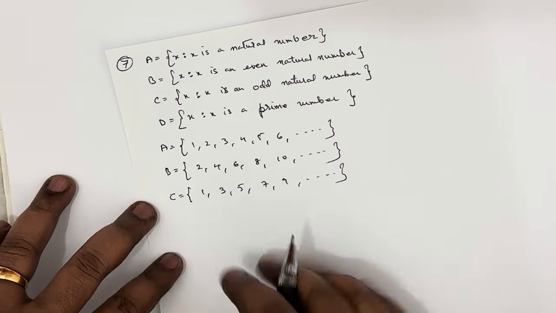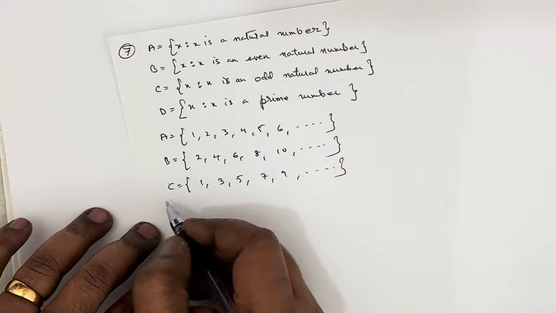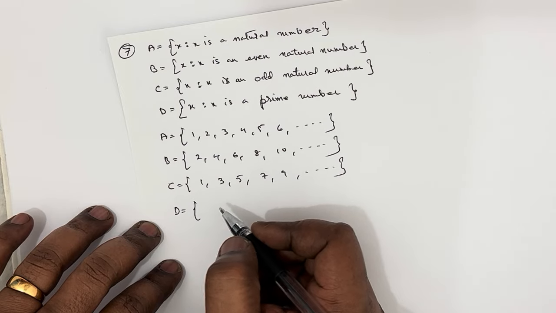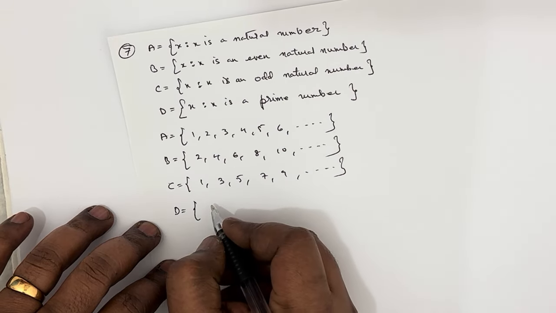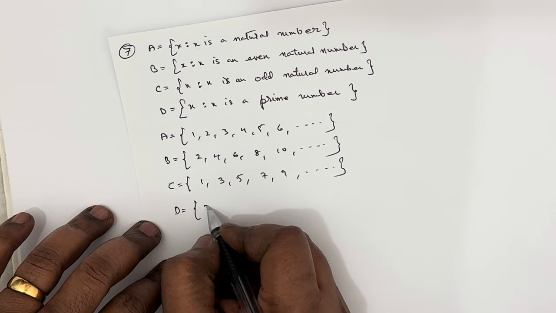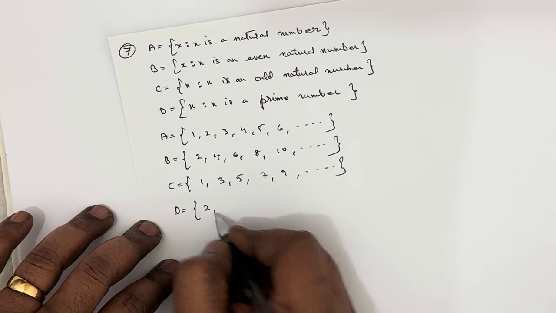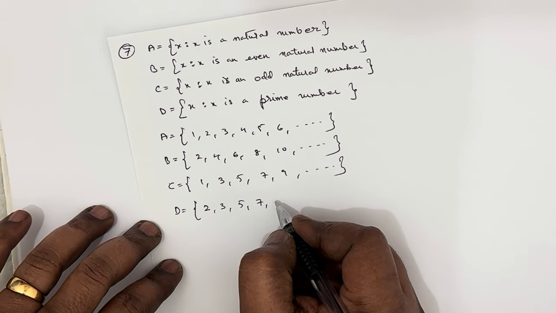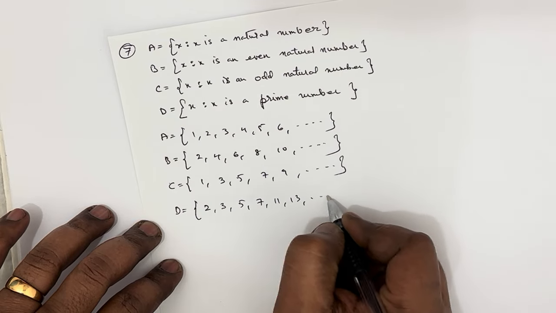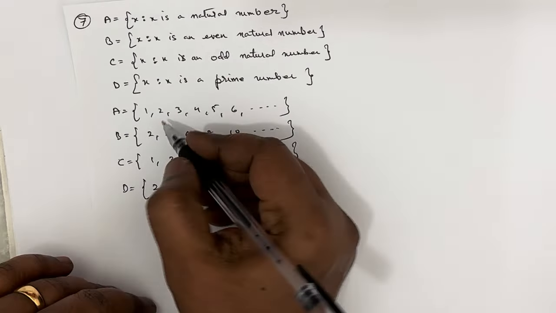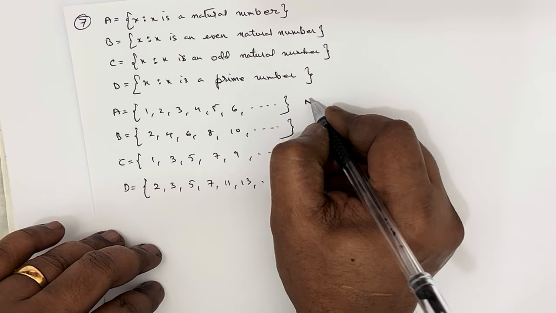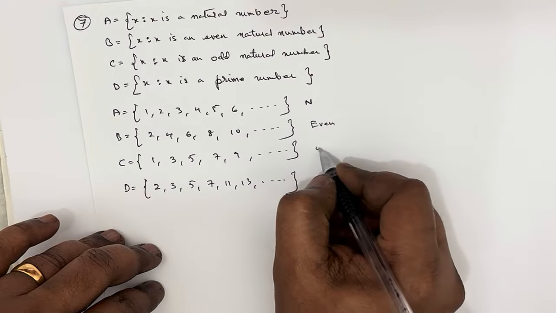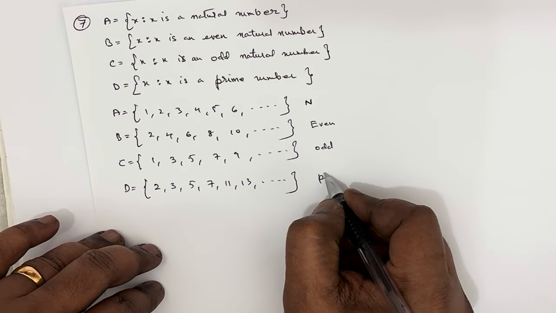And d is prime numbers. D is equal to prime numbers. Prime numbers are those numbers which are divisible only by 1 and itself, and so it starts from 2. 1 is not a prime number. 2, 3, 5, 7, 11, 13 and so on. So these are natural numbers, these are even numbers, these are odd numbers, these are prime.